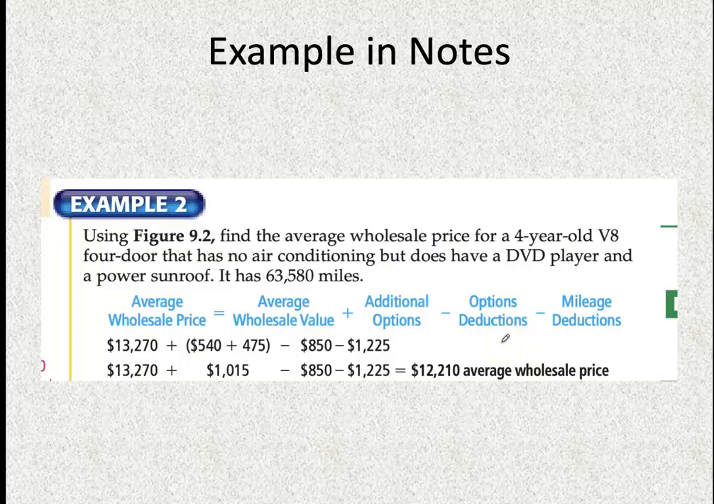It's a deduction. So, in one example that is also in your notes, find the average wholesale price of a 4-year-old V8 4-door that has no air conditioning but does have a DVD player and a power sunroof. And it has 63,580 miles. So they take the average wholesale price plus, remember, we're going to add the DVD player and the sunroof. Then you're going to subtract the options and subtract the mileage. And if you do that, you'll get the average wholesale price.